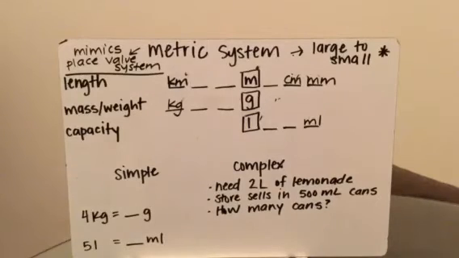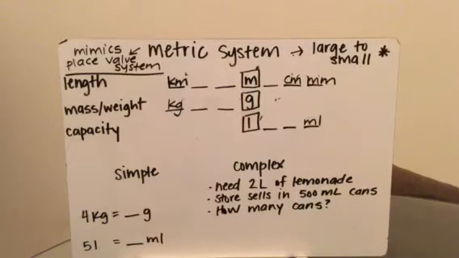In this video, I'm going to be modeling for you some of the concepts and ideas that we are doing in fourth grade with measurement. So we are starting off in fourth grade with the metric system. And one big thing that we talk about is how the metric system kind of models our place value system.